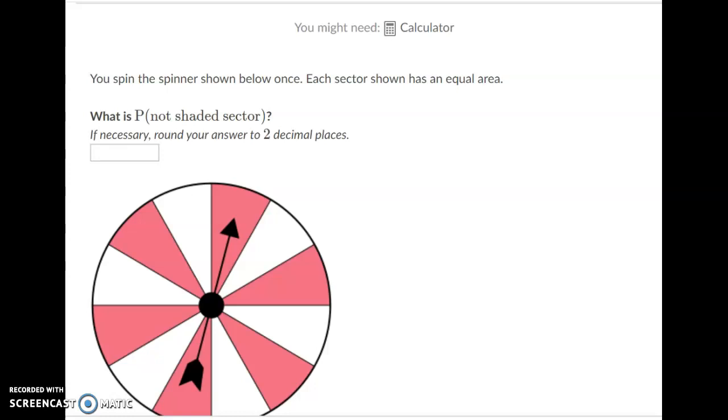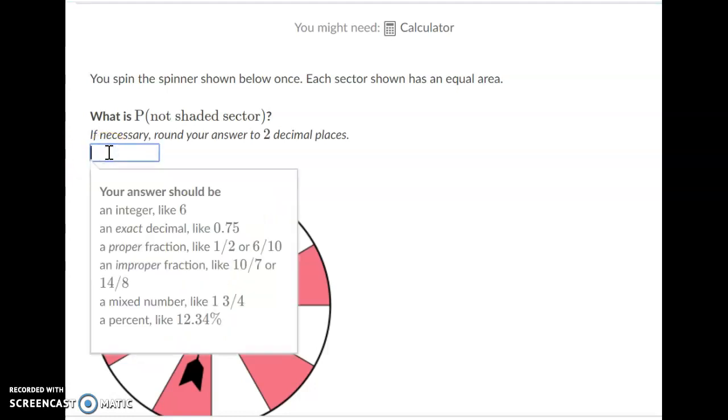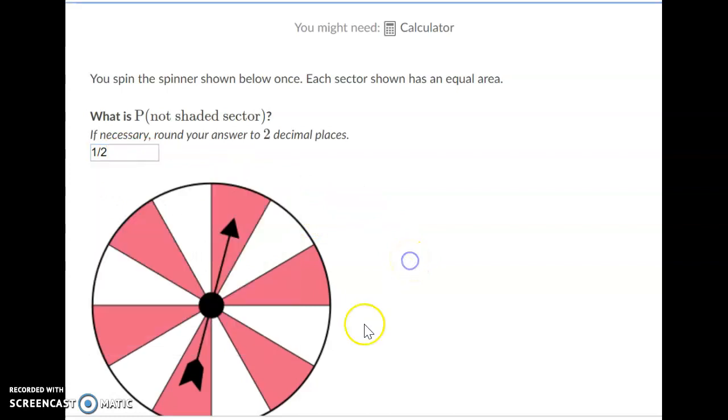So our probability is going to be 6 out of 12 for not shaded, which is the same as 1/2. So we can put it in as 1/2. We could also put it in as 0.5 or as 50%. Yay!